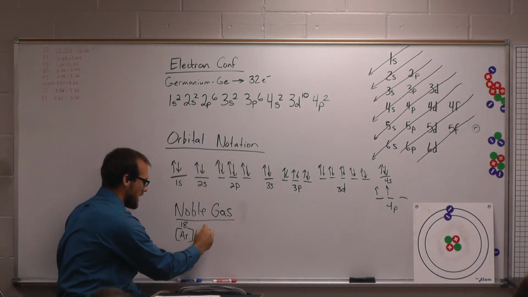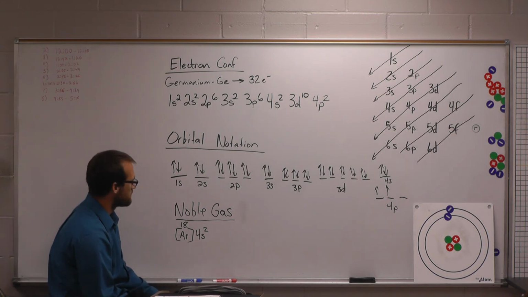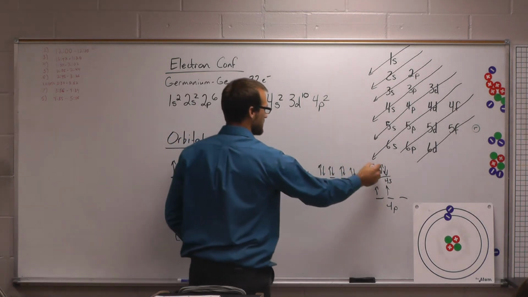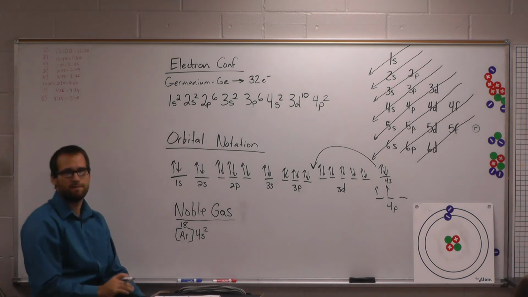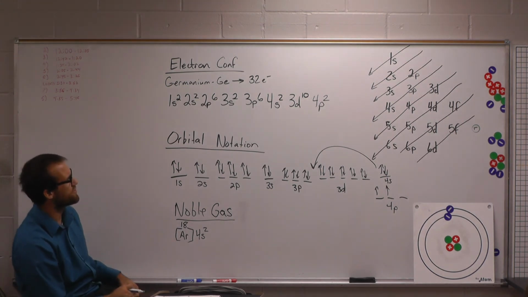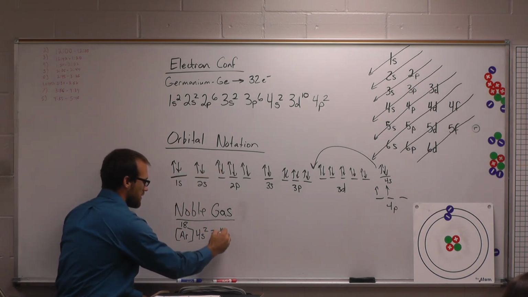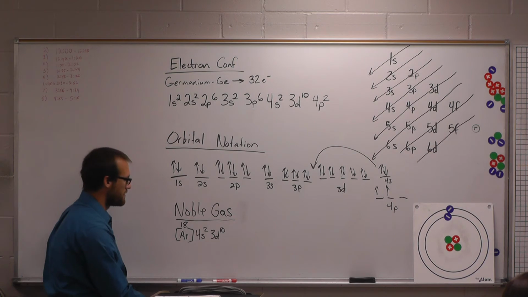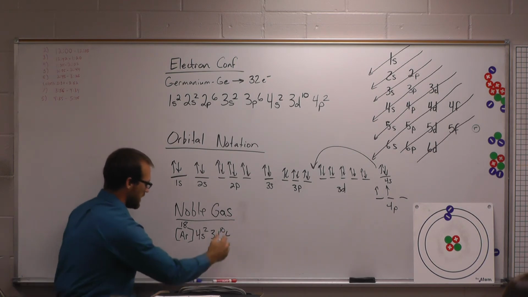4s, same thing. What's after 4s? Wait, why did you put 4S after 3D? Ah, darn it, that goes there. 3D. What comes after 4s? We look up there, 3d. We can just copy what we did for electron configuration. And then 4s, 4p.